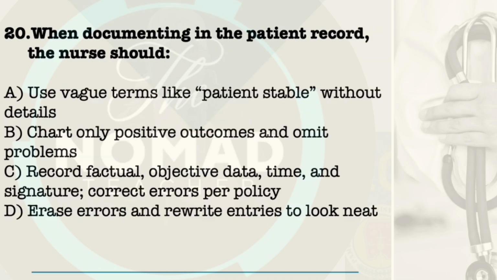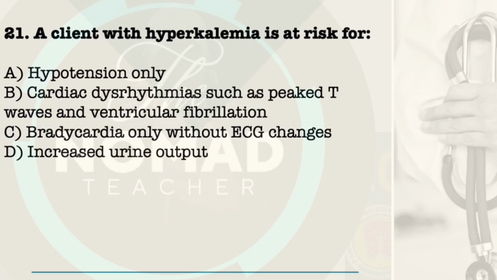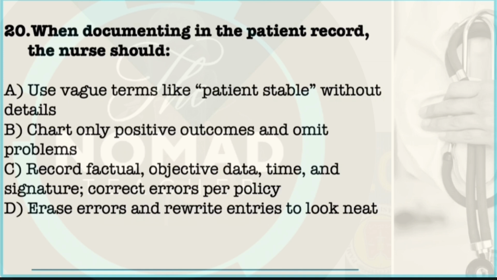20. When documenting in the patient record, the nurse should A. Use vague terms like patient stable without details. B. Chart only positive outcomes and omit problems. C. Record factual, objective data, time and signature. Correct errors per policy. D. Erase errors and rewrite entries to look neat.